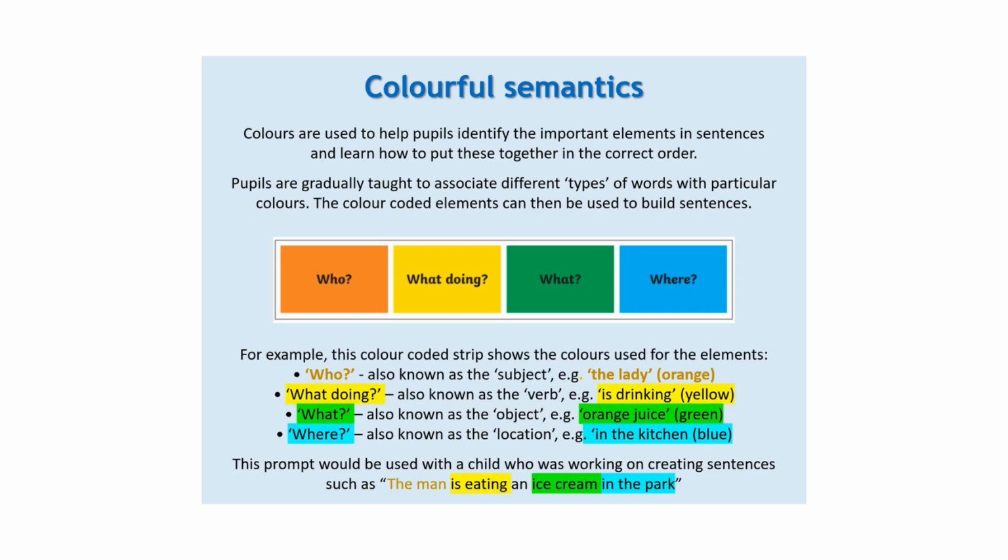For example, this colour-coded strip shows the colours used for the elements. Who, also known as the subject. What doing, also known as the verb. What, also known as the object. And where, also known as the location. This prompt would be used with a child who was working on creating sentences, such as the man is eating an ice cream in the park.